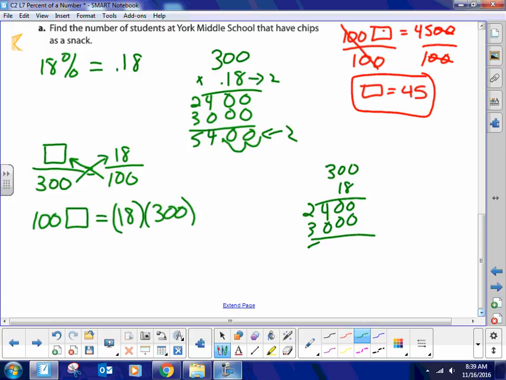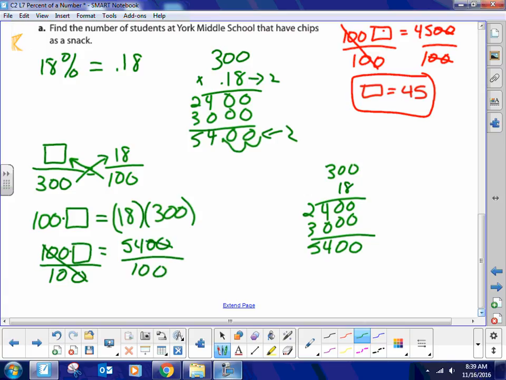You come up again with 5400. All right, so now I have 100 times question mark. This is multiplication if you don't know. Is equal to 5,400. We divide by 100 to get rid of this. We divide by 100 over here, which is just getting rid of these zeros. And then we have box is equal to 54, which is what we are looking for. Either one of these are acceptable.